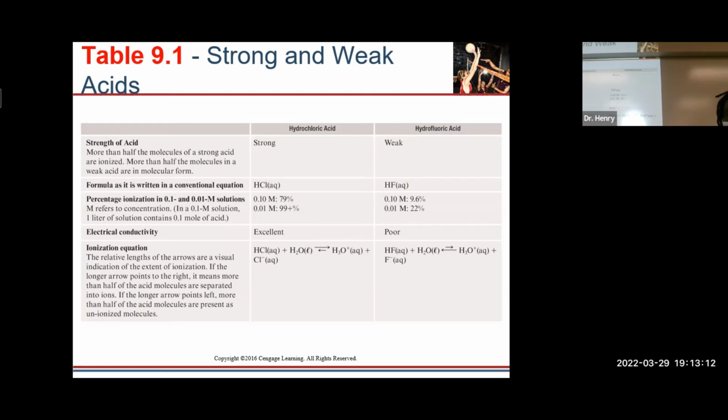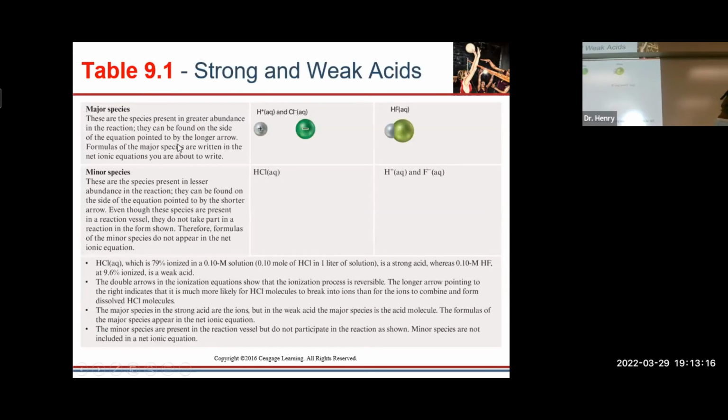Okay, and this is just showing us the equation. Our major species for hydrochloric acid are going to be the ions. Our major species for hydrofluoric acid is going to be the compound. The minor species for hydrochloric acid is going to be the compound. The minor species for hydrofluoric acid is going to be the ions. So minor meaning less or lower, right? Major meaning more or greater.